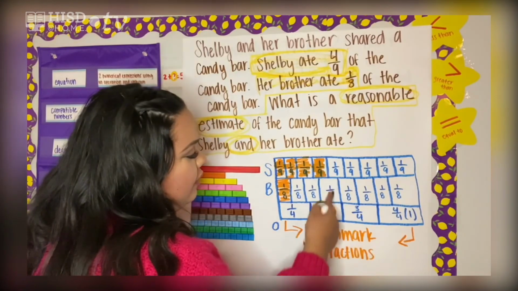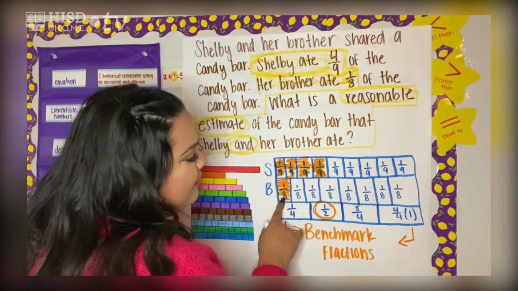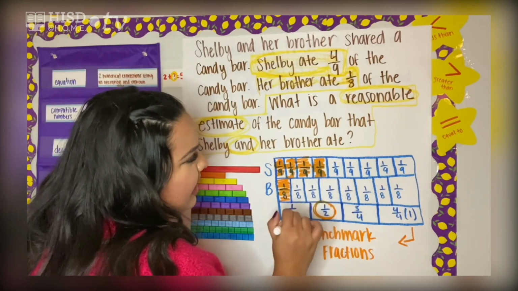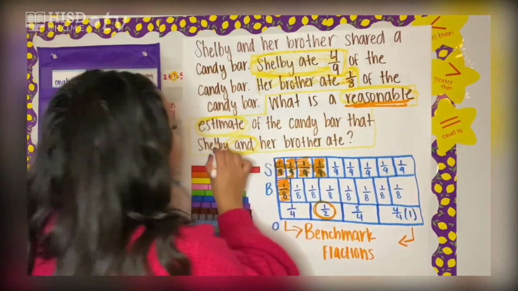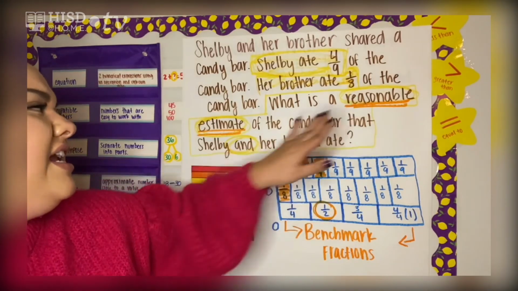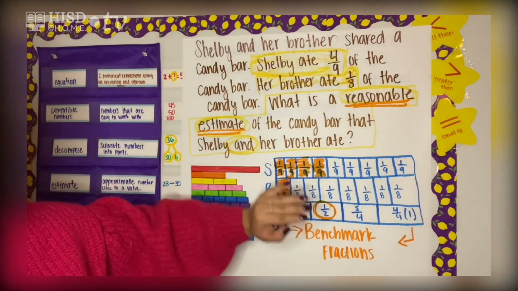Awesome job. Do you guys see how we did that? We know that 4/9 is not exactly a half. But if we go ahead and put that 1/8 in there, we can see that it's around a half. You see this word reasonable and this word estimate? It doesn't say, hey, what is the exact amount that Shelby and her brother ate? It just says, what is a reasonable estimate? If someone asks us to give a reasonable amount or a reasonable number, it's kind of like doing it almost to the point, right? Almost, right? So we know that this is almost a half or just about a half.